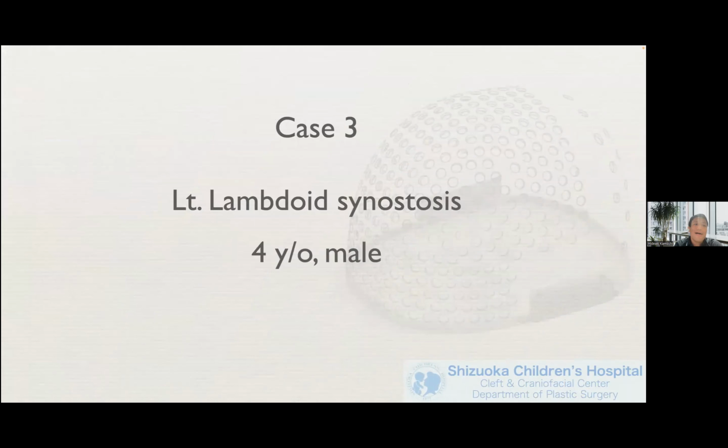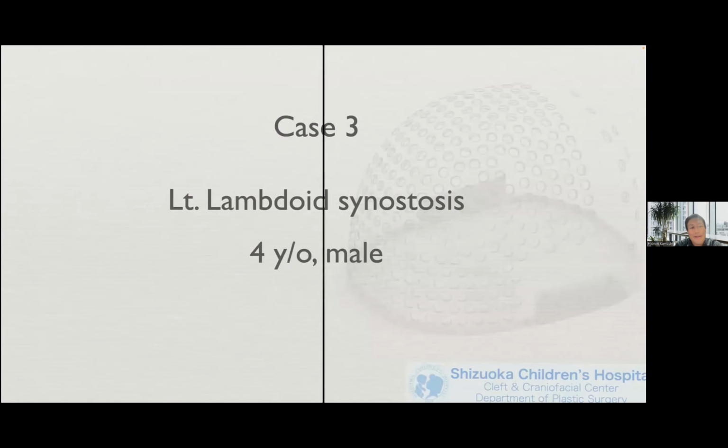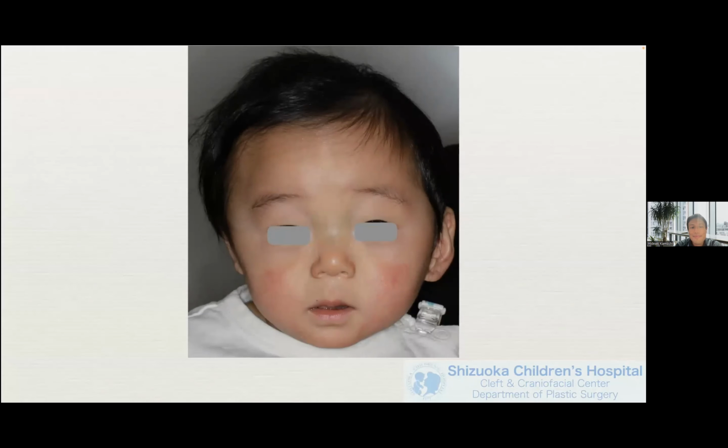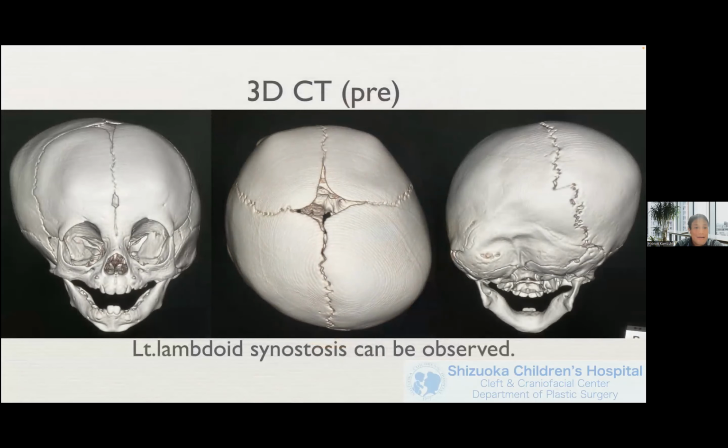Case 3, left rhomboidal synostosis, 4-year-old male. In the preoperative 3D CT, left rhomboidal synostosis can be observed. We can see that the deformity includes ipsilateral mastoid bossing and compensatory growth across the patent contralateral rhomboidal suture, resulting in a parietal bulge on the unaffected side.